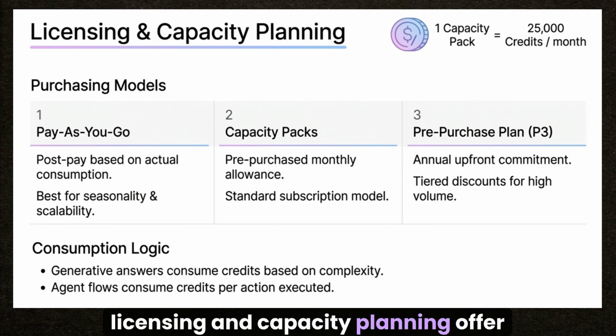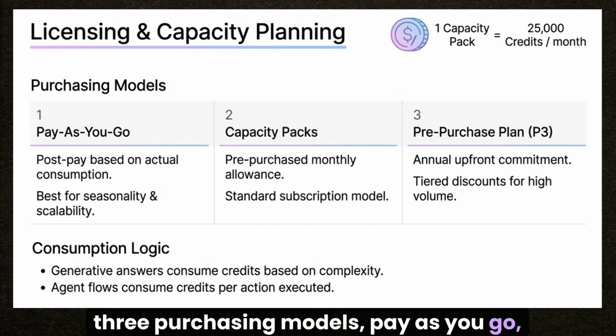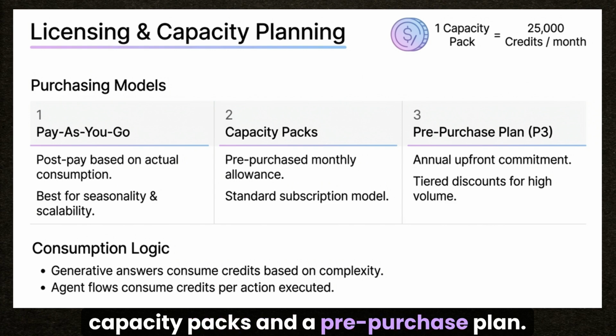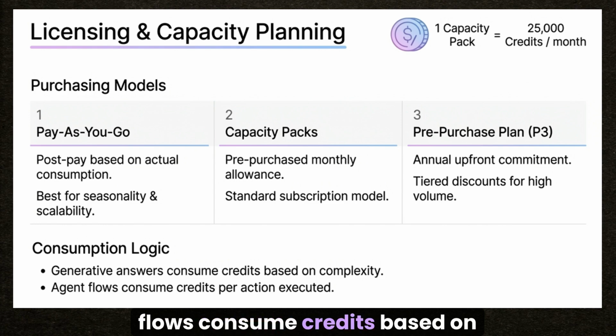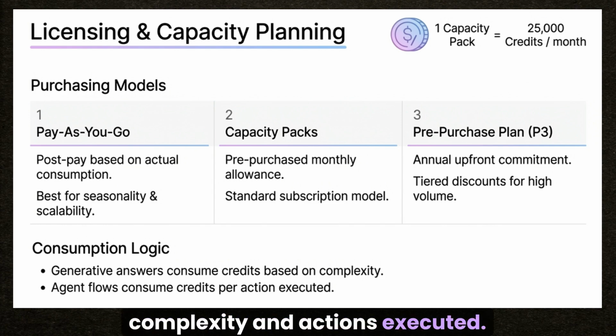Licensing and capacity planning offer 3 purchasing models: pay-as-you-go, capacity packs, and a pre-purchase plan. Note that generative answers and agent flows consume credits based on complexity and actions executed.